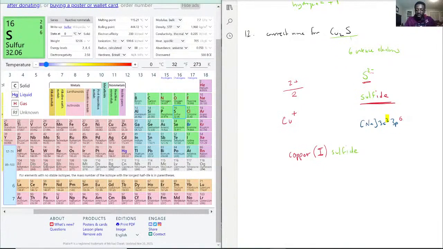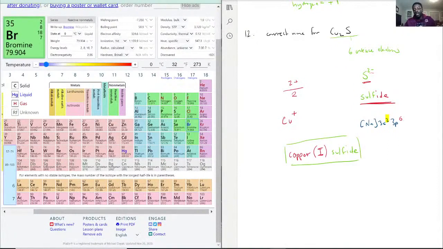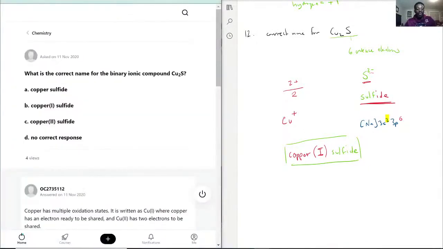And this right here is going to be the correct name for it. It still will be called copper sulfide or copper 1 sulfide, but that'll be the correct name for it. So see what we have here. Luckily for us, we have B, because A, copper sulfide, is not specific enough, so that wouldn't fly. B, we have that copper 1 sulfide.